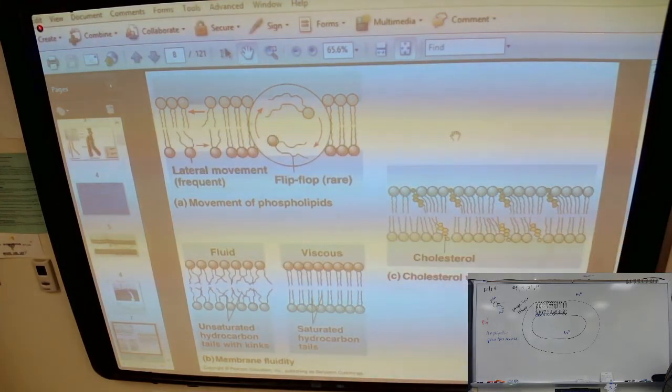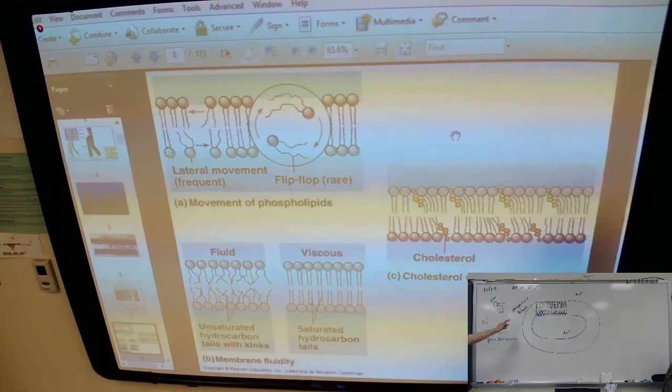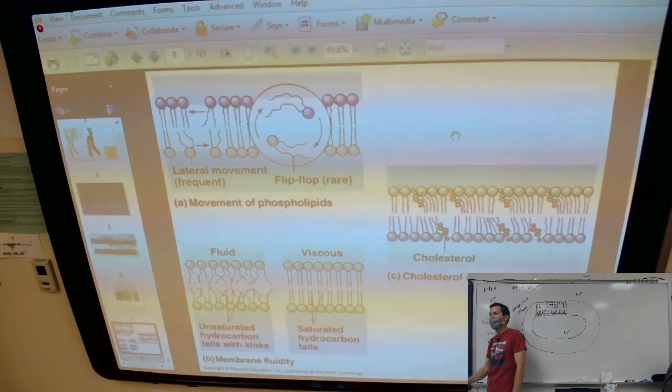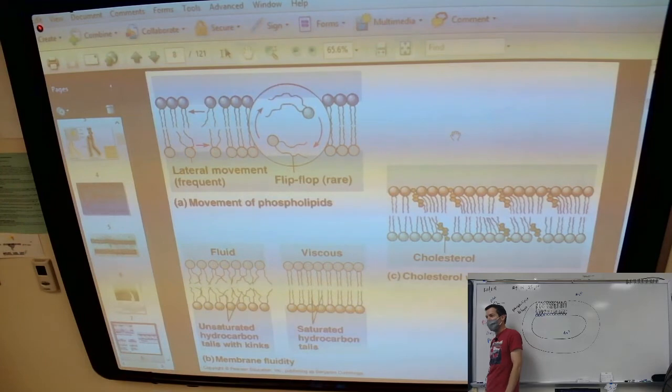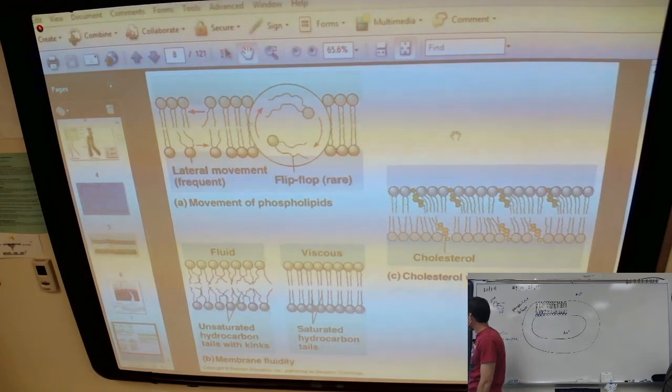The flip-flop is rare. They measured the flip-flop, and it's on the course of like every 3 weeks. So every 3 weeks, one of these guys will migrate to the other side temporarily and then flip back. Hopefully before the cell gets killed. Otherwise, we accidentally kill cells. We're just like, oh, whoops, sorry. Blew up the wrong cell.